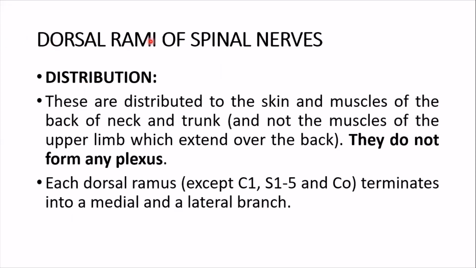So dorsal rami of spinal nerves. This is very important. Distributed to the skin and muscles of the back of the neck and trunk, and not the muscles of the upper limb which extend over the back. They do not form any plexus. Each dorsal ramus, except C1, S4, S5, and coccygeal nerve, terminates into a medial and a lateral branch, right? Very important.